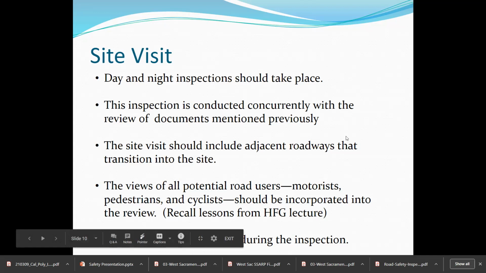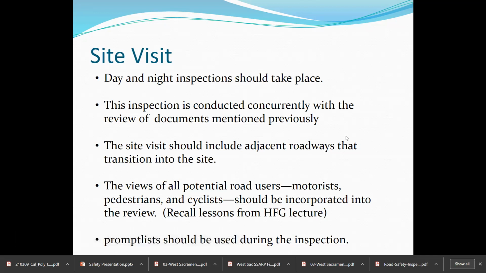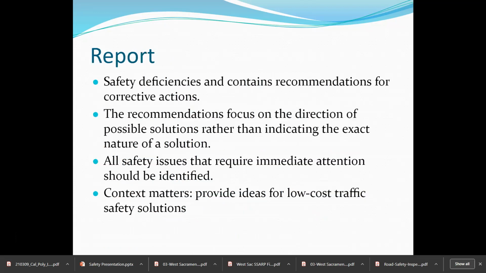And then you should have a checklist when you do your inspection. A checklist or prompt list should be used so that you're sure that you are being comprehensive in your approach. The report should identify safety deficiencies and contain recommendations for corrective actions. The recommendations focus on the direction of possible solutions rather than indicating the exact nature of the solution.